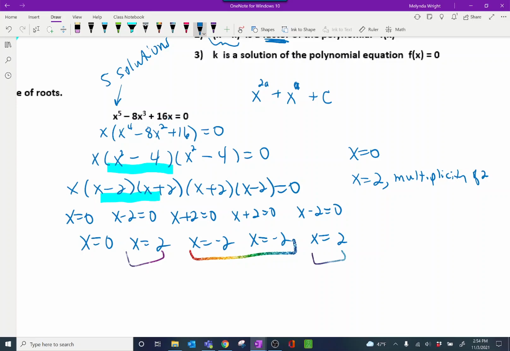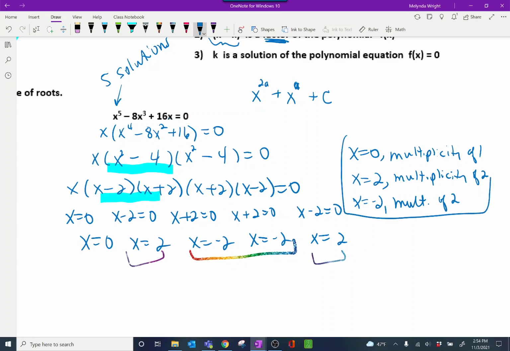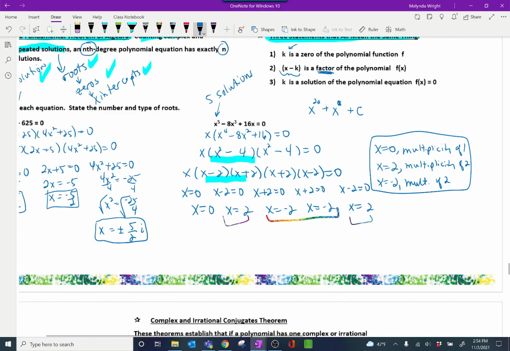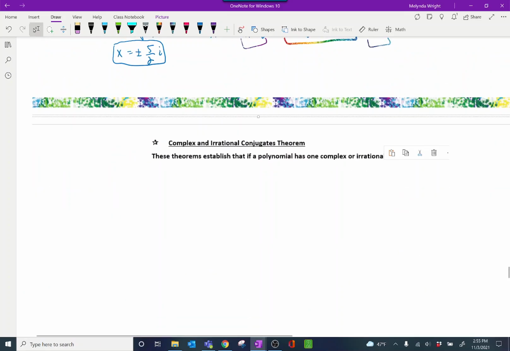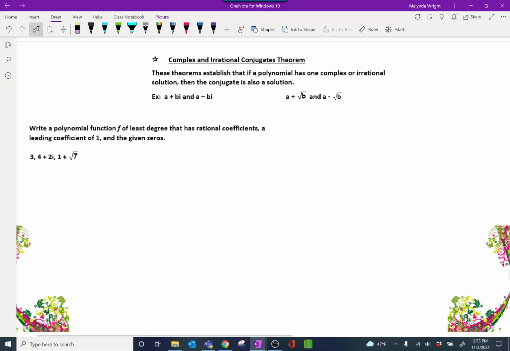If I wanted to do that whole multiplicity vocab word, I have x equals 0 with a multiplicity, what do you think it would be? Yeah, multiplicity of 1. And then I have x equals negative 2 with a multiplicity, and sometimes you can abbreviate it, mult of 2. So that accounts for all 5 of my solutions. Okay, now let's move to the second page and do a little bit more work on this lesson. We have another theorem to talk about.